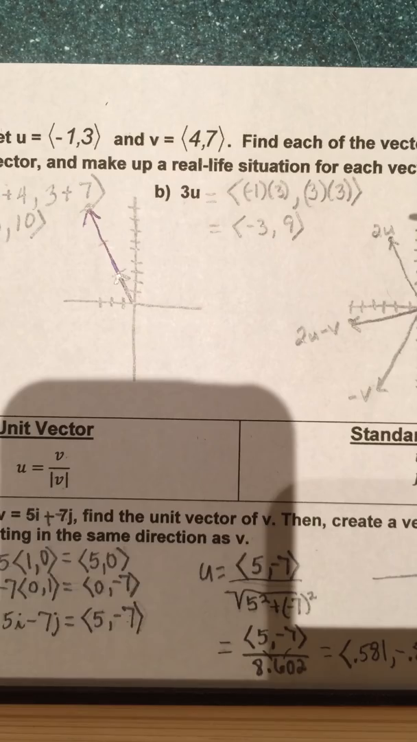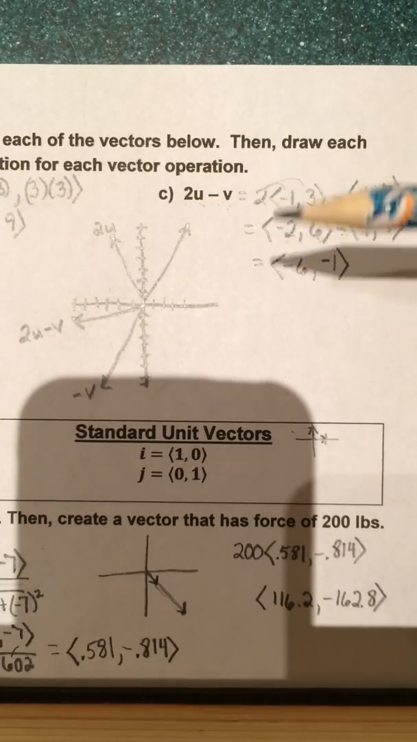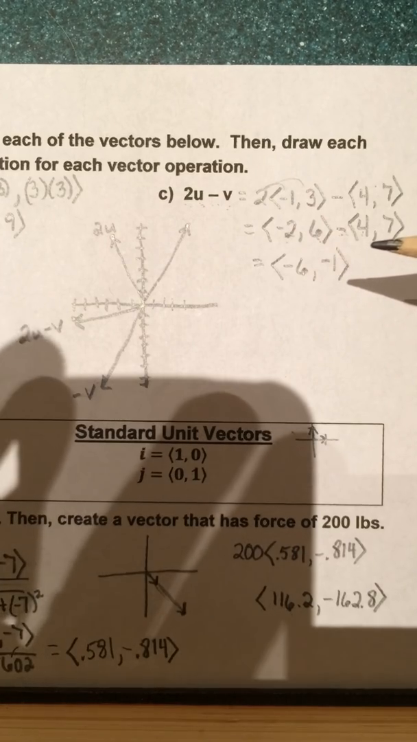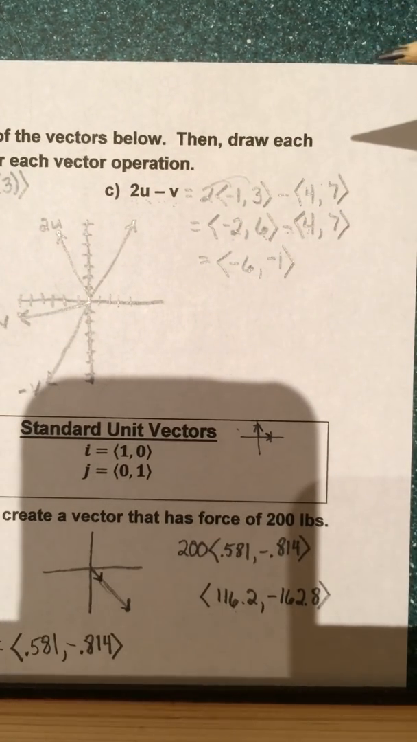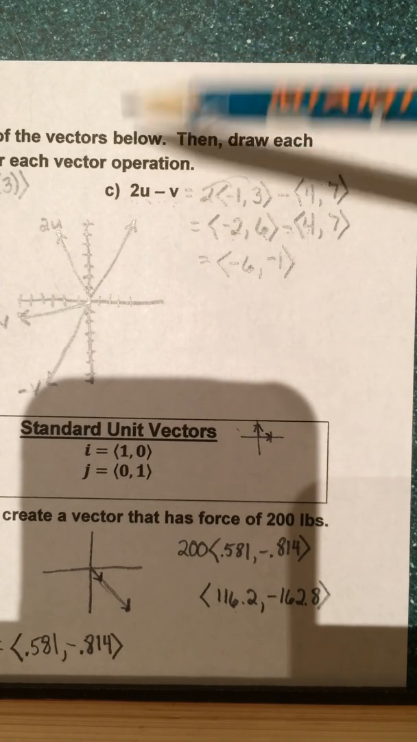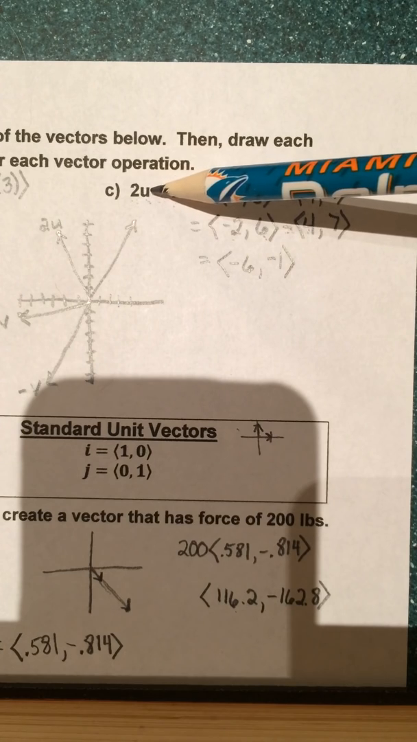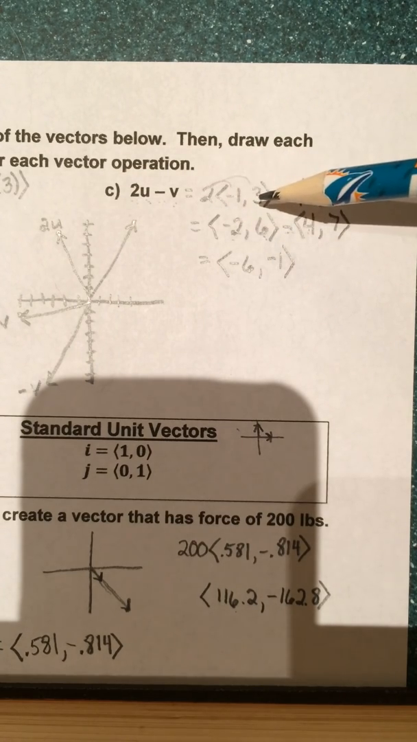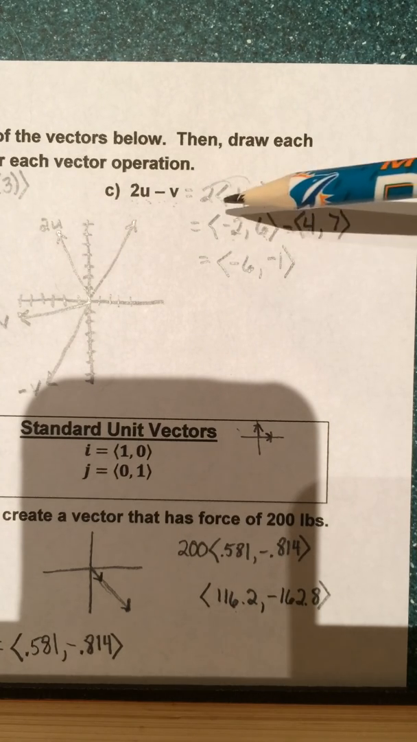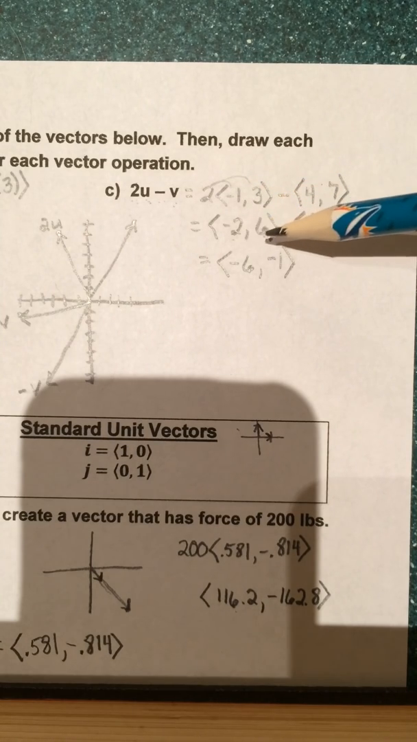Okay, all right, looking at the next one, I have it worked out for you as well. Now this one's a little bit confusing to some people, because you've got scalar and vector operations happening. We've got a scalar operation happening when we're taking 2u. Same thing we just did a second ago. You're just going to take the 2, distribute it to each of the coordinates for u. So that gave me -2, 6 when I distributed 2 to each of the coordinates for u.